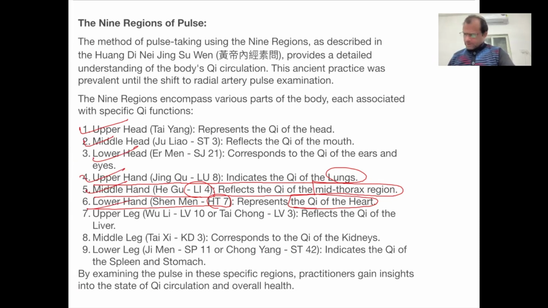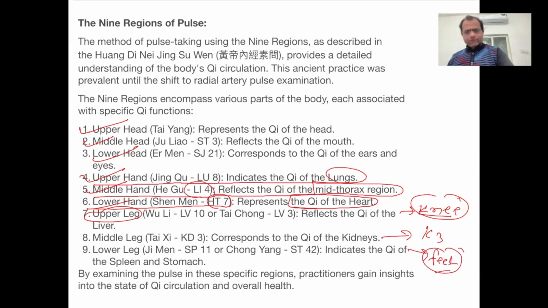Let's come back to the legs. In the leg, the upper leg, we are checking at the knee. The middle leg, we are checking at Kidney 3. And the lower leg, we are checking on the feet. So the upper leg, above the knee.